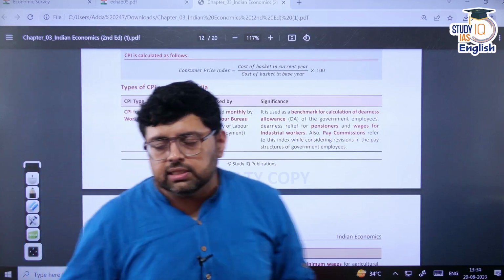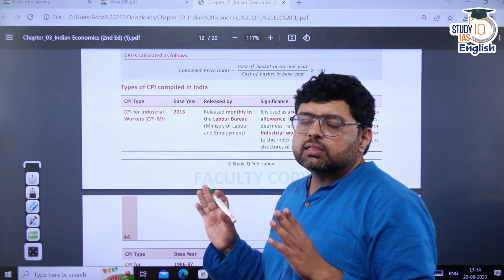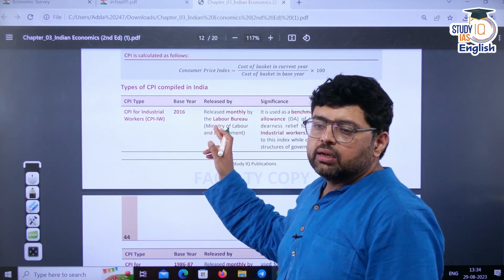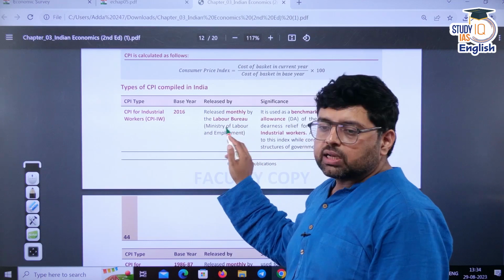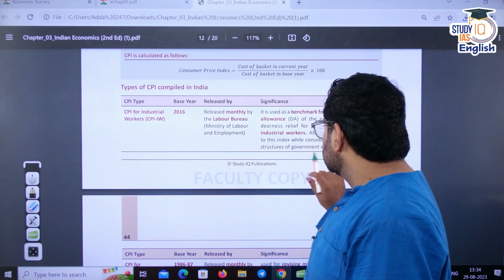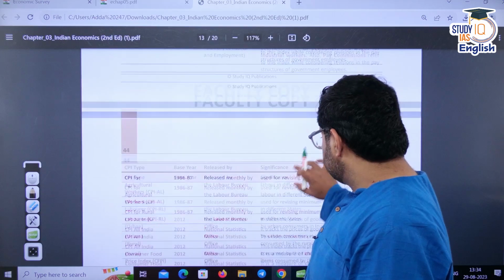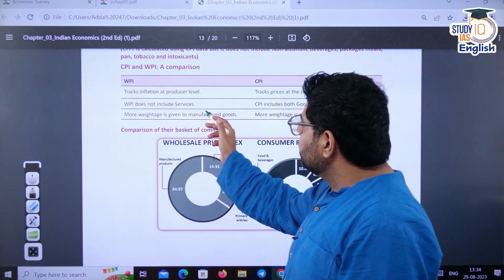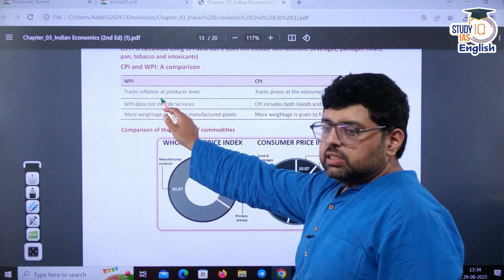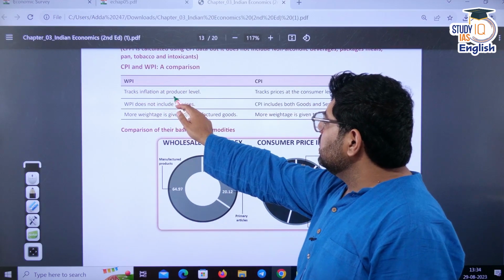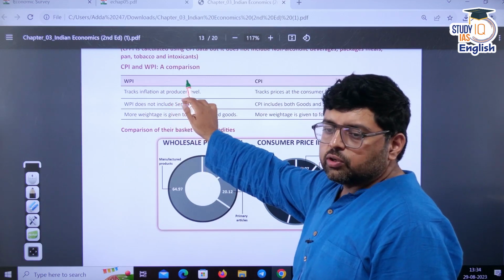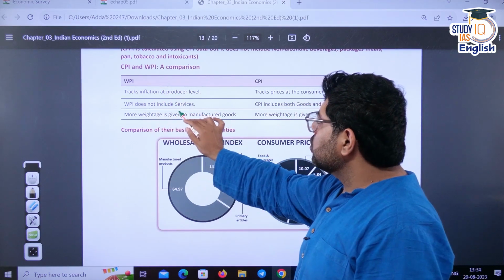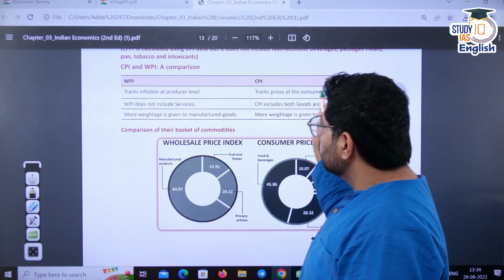These CPI industrial worker, CPI rural labor and agriculture worker are released and compiled by the Labor Bureau, which comes under the Ministry of Labor and Employment. This is what you have to remember. Now there is a difference between CPI and WPI. WPI is at the wholesale level, and CPI is at the consumer level. WPI does not include services, whereas CPI includes both goods and services.